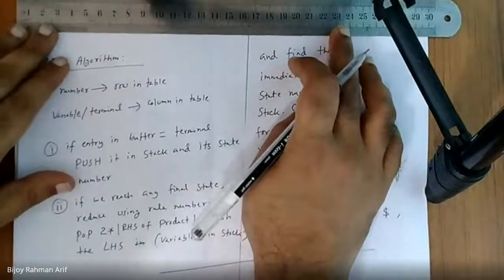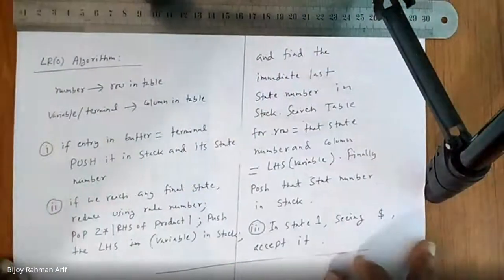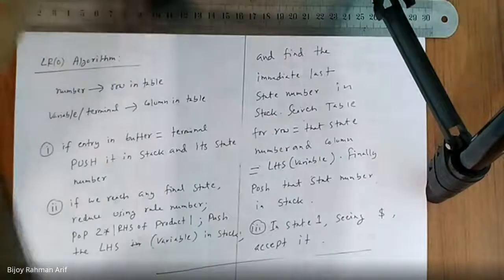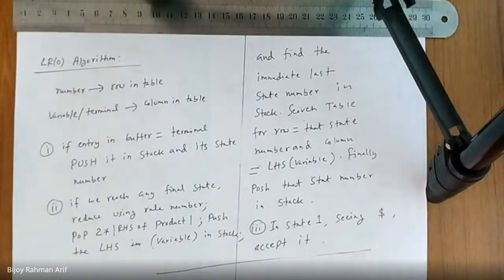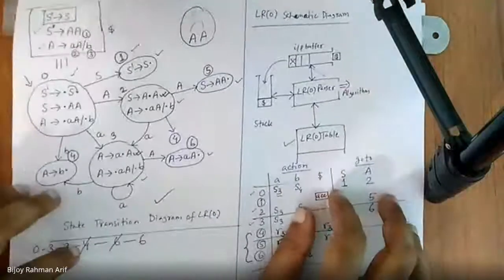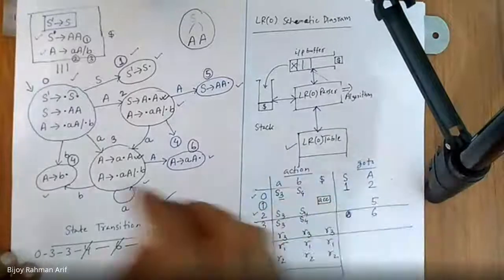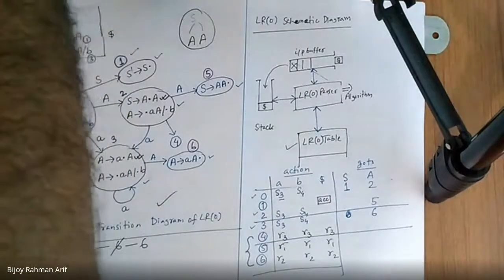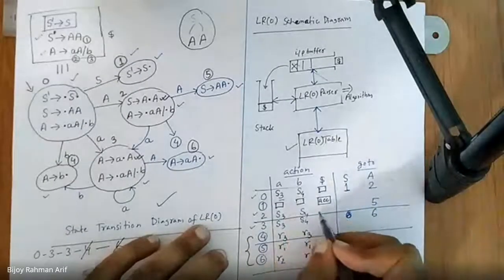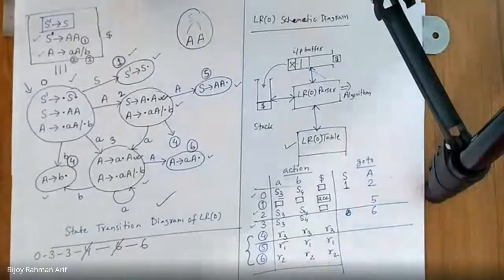All right. Do you have any query? You can ask me. This is the LR0. So let's go back to the table. Did you see some of these table entries are blank? Did you notice that one? This one is blank, this one is blank, this one is blank. So if we somehow reach these blank entries, what would be the case?